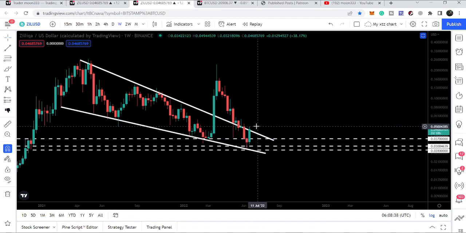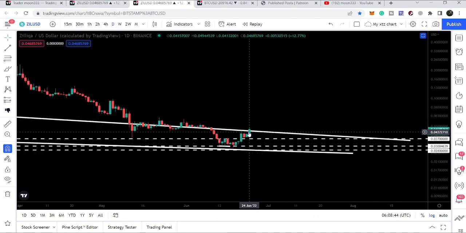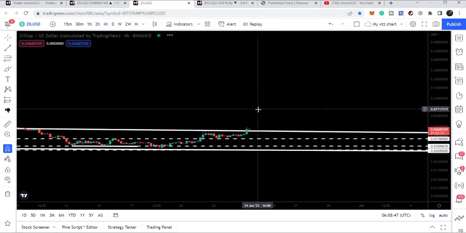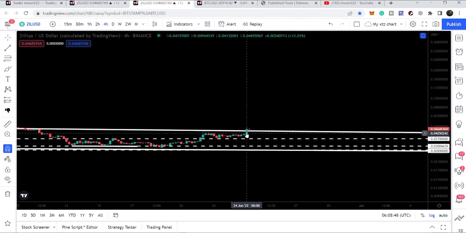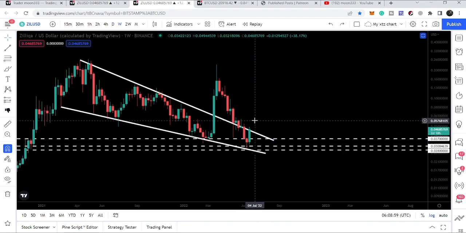Now, if we take a look at the daily time frame, then we can see so far we did not have any closing above this resistance of the falling wedge. But on the 4-hour time frame chart, you can see that we have the closing above the resistance, and the next candle has been opened above the resistance of this falling wedge pattern. So there is a probability that we can break out this pattern.